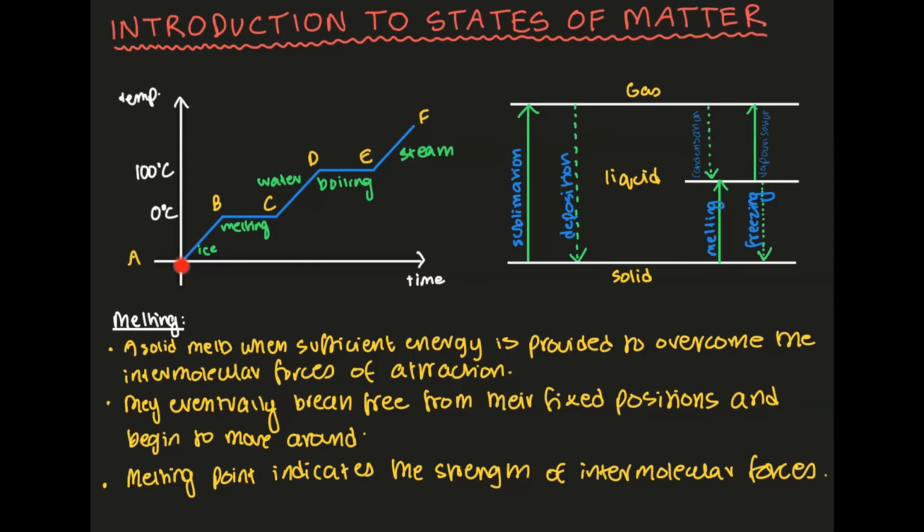Now we're going to start off at a temperature that's below 0 degrees Celsius. So this can be -1, -2, -3. So whatever temperature you have is below 0 degrees Celsius. So any temperature below 0 degrees Celsius is going to be ice, right? If you have H2O.